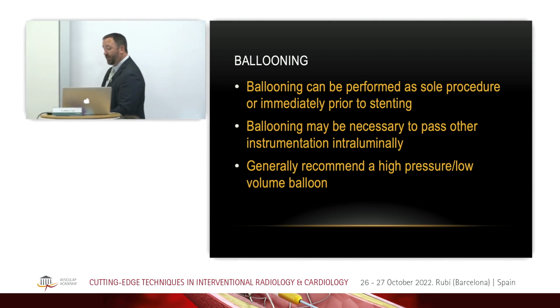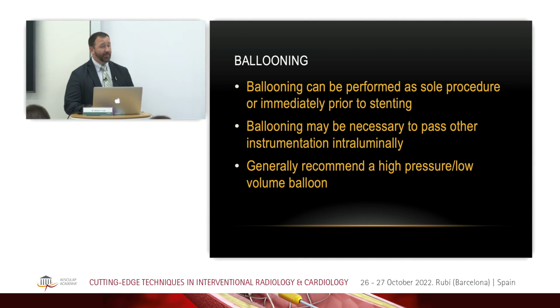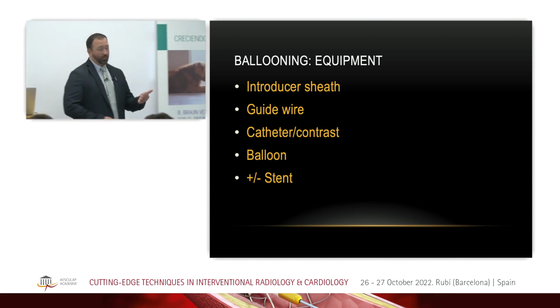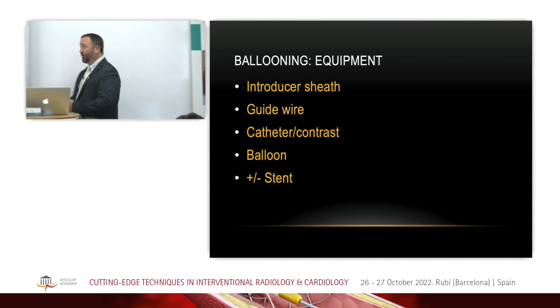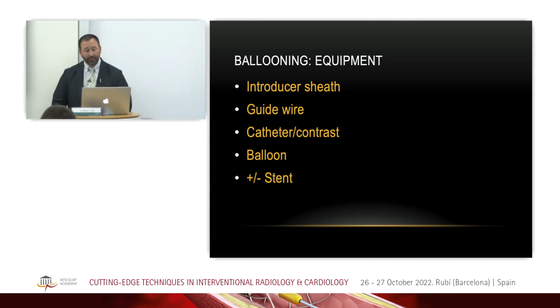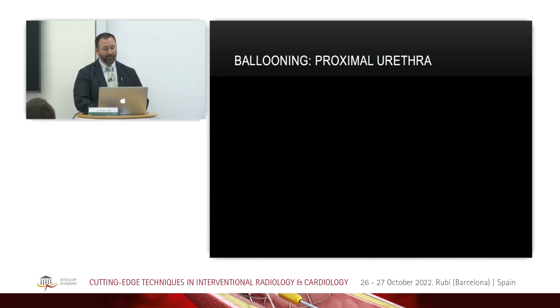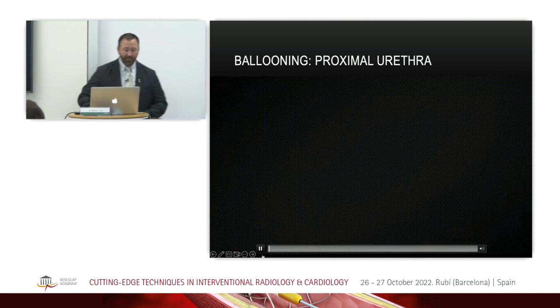And so one of the things, and we'll look at a case example, that you have to deal with sometimes is that they will actually rupture. So what equipment do you need here? Again, we need our introducer sheath, so we have access into the urinary system. We need our guide wire, of course, a catheter and contrast to help us delineate exactly where the stricture is. Of course, the balloon, and then plus or minus a stent. So here's an example. This is a case.